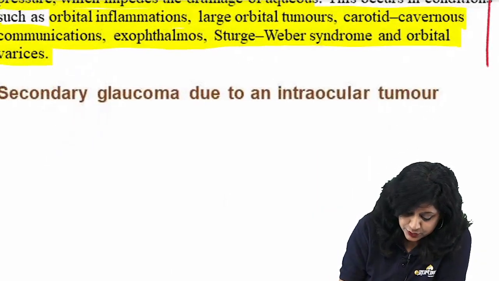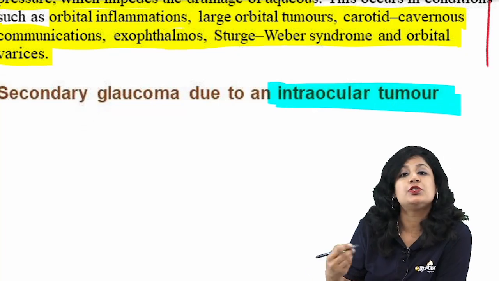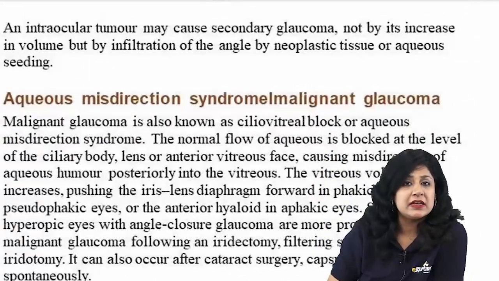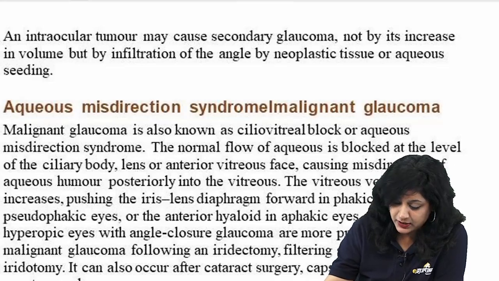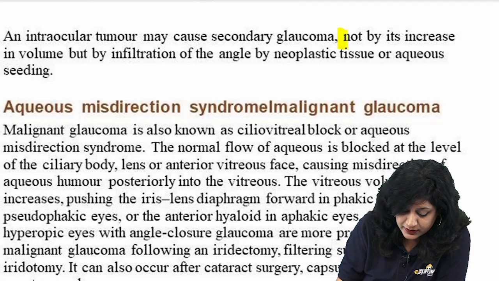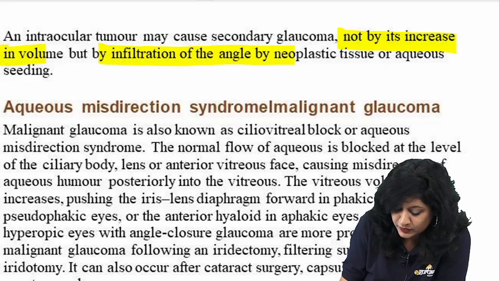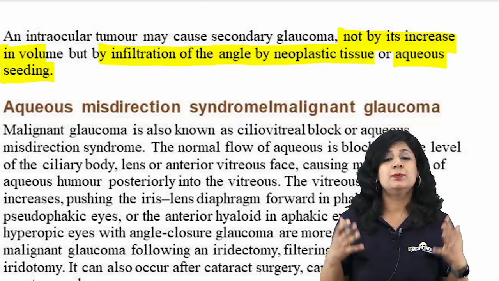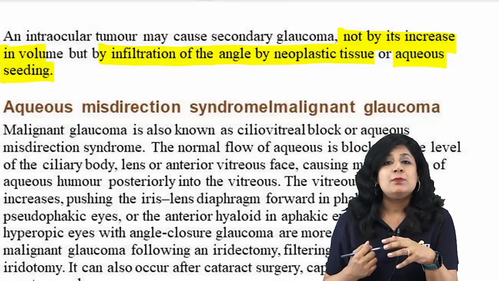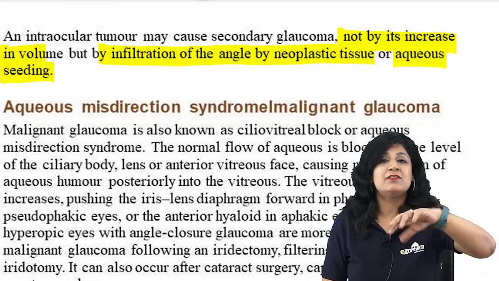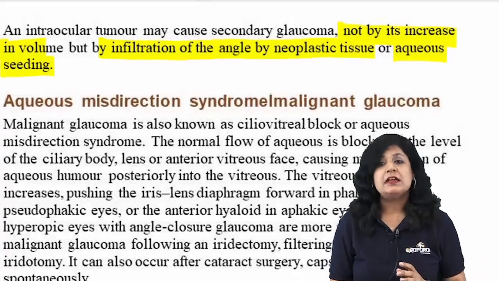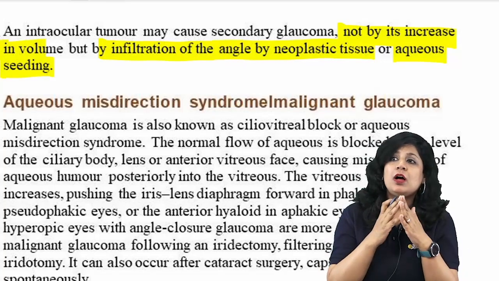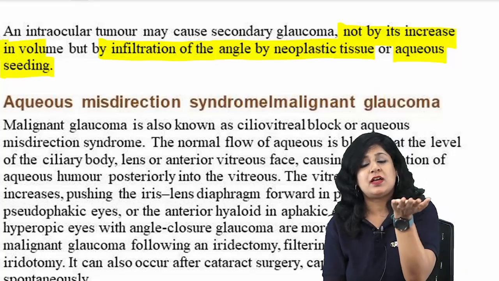Now, first of all, let us see how an intraocular tumor can also cause secondary glaucoma. Obviously tumors are important, and we should know how they cause an increase in intraocular pressure. An intraocular tumor can cause secondary glaucoma not by its volume, but by infiltration of the angle by neoplastic tissue or by aqueous seeding. To be very clear, it is not the large tumor that is causing glaucoma. It is how much the tumor is releasing seedlings that block the trabecular meshwork spaces, and how much it is pushing the iris-lens diaphragm anteriorly. All these things make the intraocular pressure rise in cases of tumors.